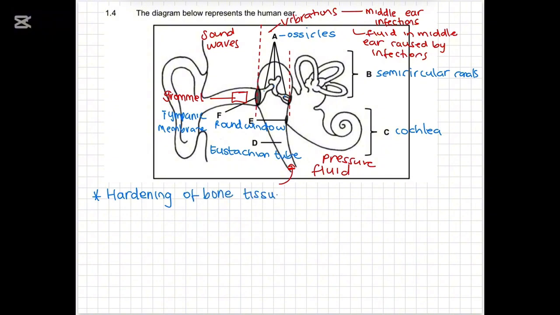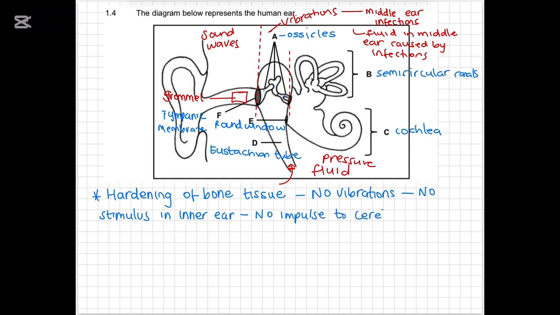Something else that could happen is if the bones in the middle ear harden. So the tissue of the bones hardens, and it means that vibrations cannot be amplified. So no vibrations means no pressure created in the inner ear, and therefore no stimulus will be converted into an impulse, which means that no impulse is sent to the cerebrum for interpretation, and therefore hearing loss will result. Note that these are issues in the middle ear.